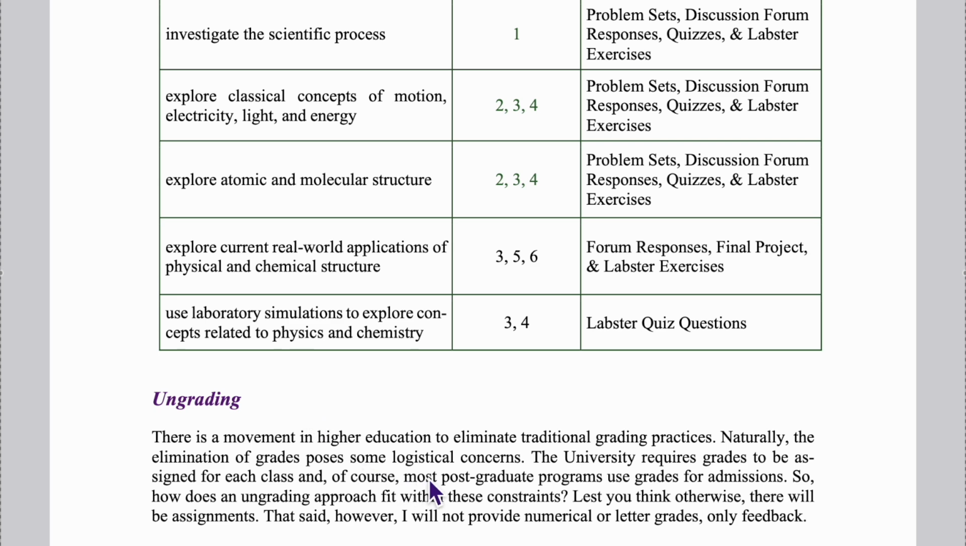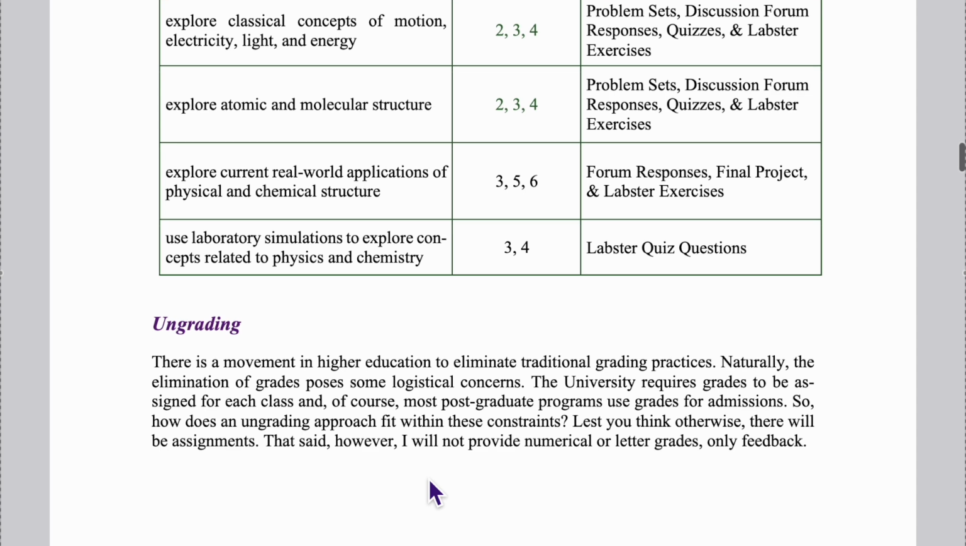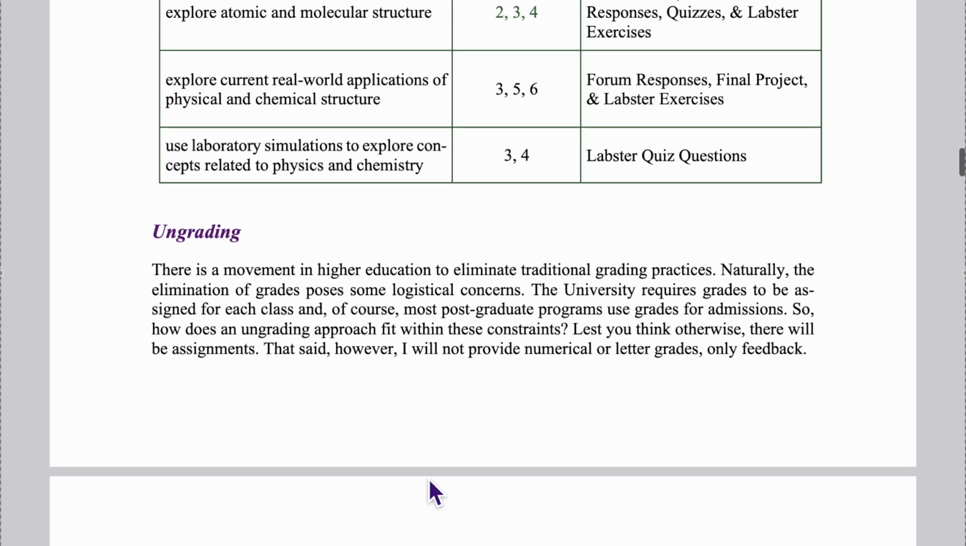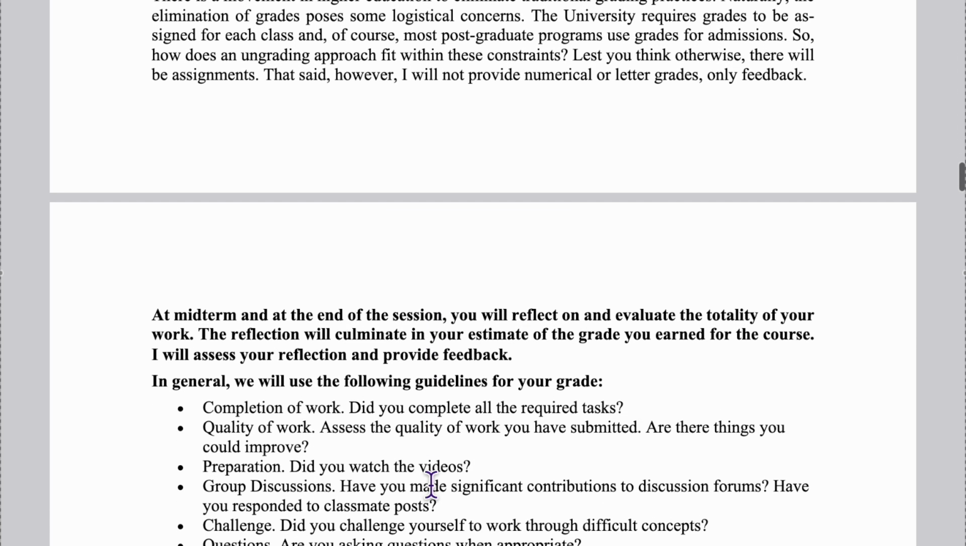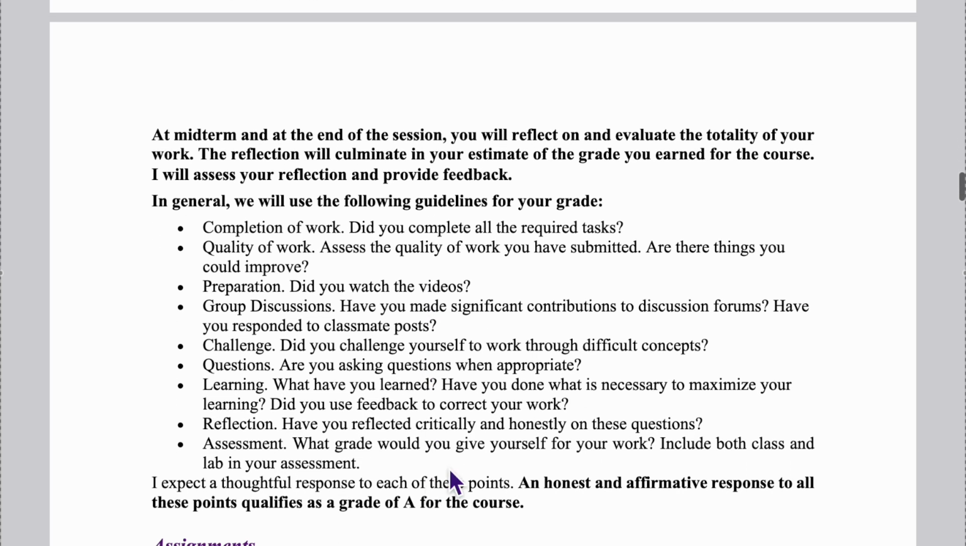So in this particular course, I'm going to be using ungrading. There will be a grade at the end of the course, and there certainly are assignments that you must complete during the course. But rather than actually presenting a grade for each assignment, what I will be doing is providing feedback for those assignments. I will be asking you periodically, certainly at the midterm, and then again at the end of the session, to construct and write a reflection on your work. And that reflection will include you addressing these bullet points here as you go through it.